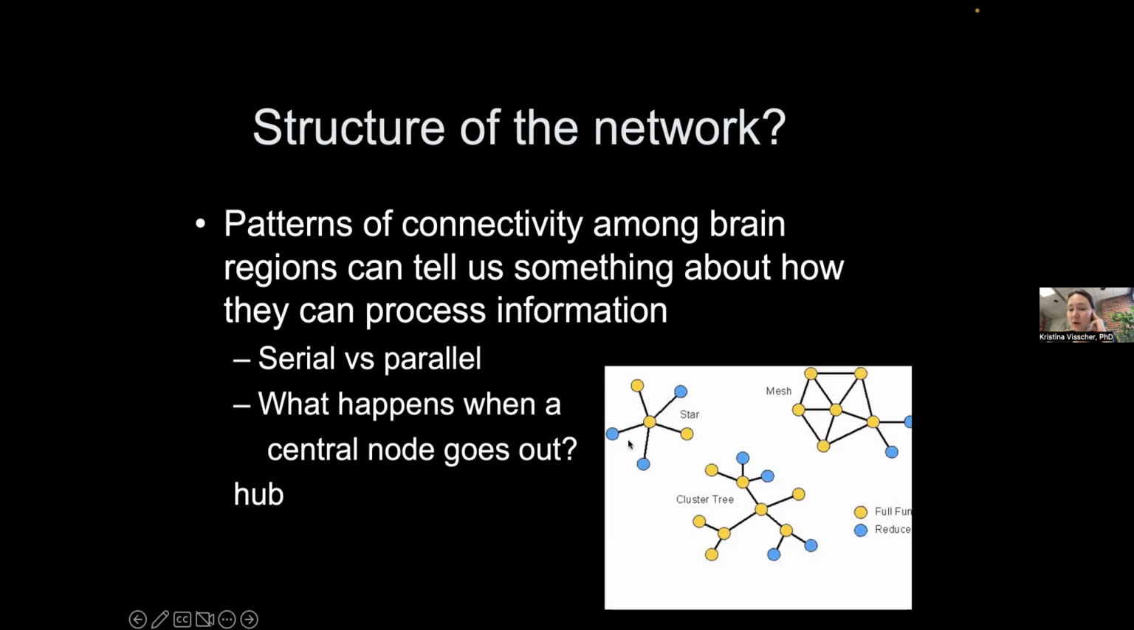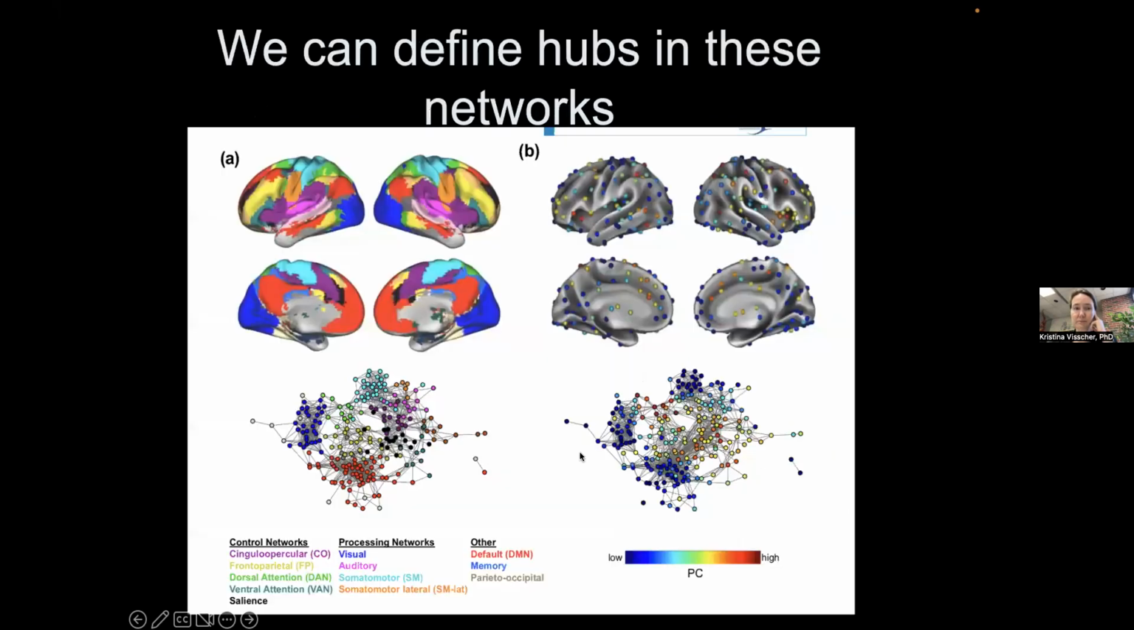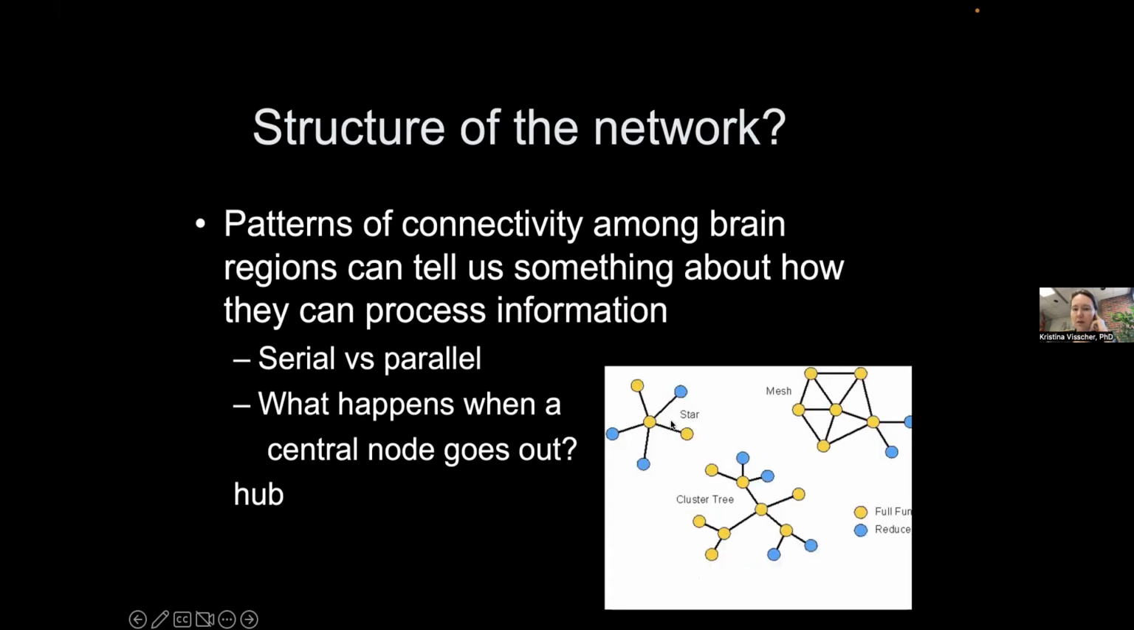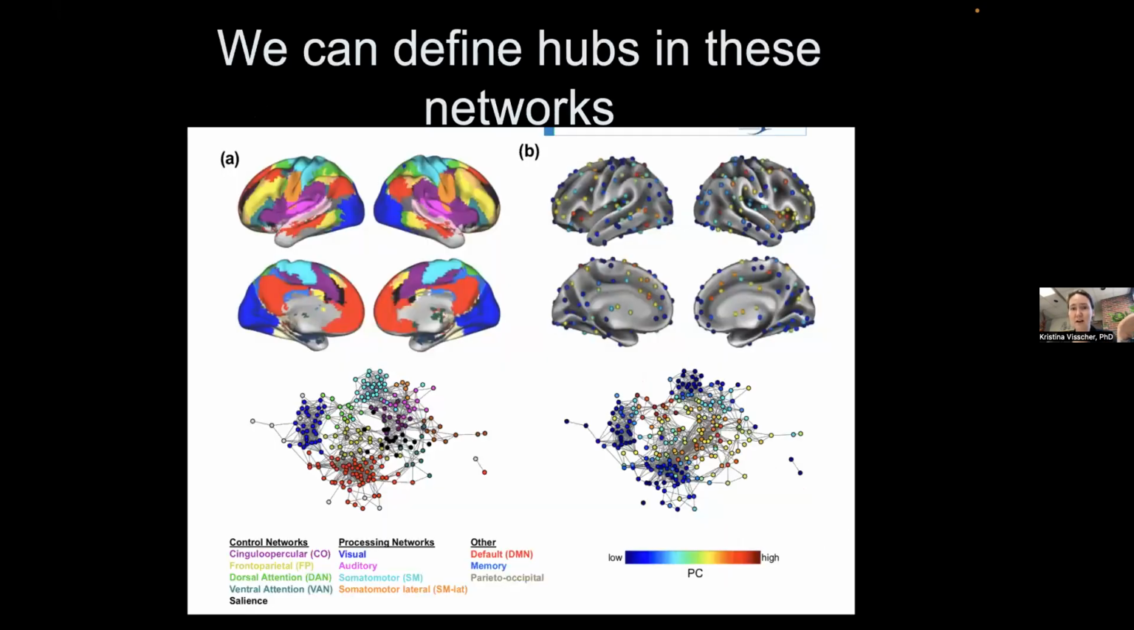What happens when a particular node goes out in this star network? Nothing is going to be connected to anything else in that case. So this is very susceptible to problems of this node going out, whereas that's not so true in the mesh network. So you can think about these things. These kinds of networks are just smaller, simpler versions of these brain networks that we've been defining.